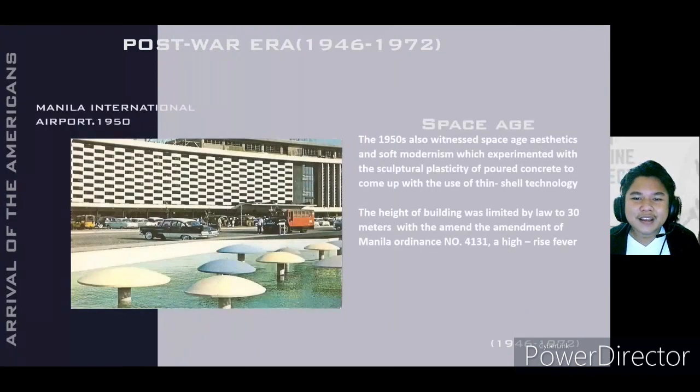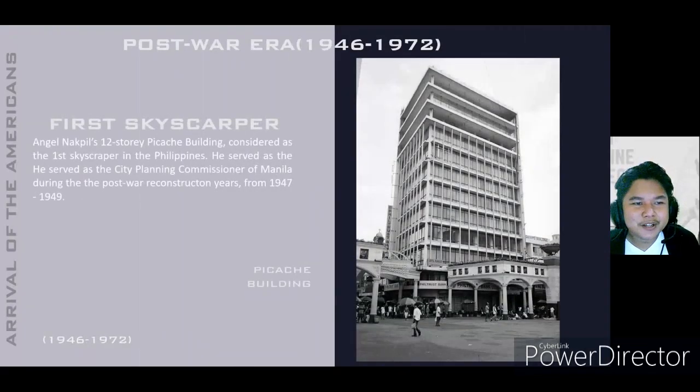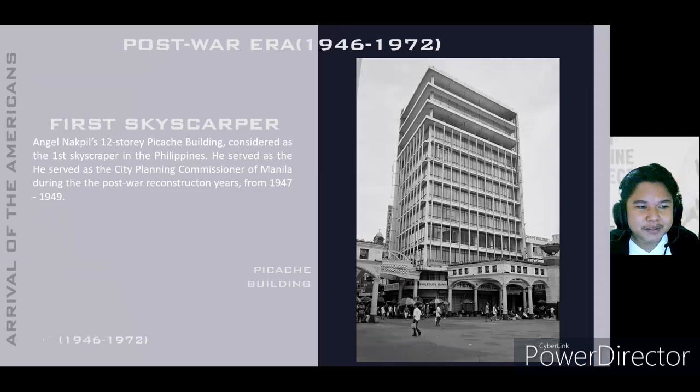So, in this era din, we witness space age na kung saan in-experiment nila ang sculptural plasticity of poured concrete through the use of shell technology. And in this era, merong amendment na kung saan the height of a building is limited only to 30 meters. So, ang first skyscraper is also built in this era, which is the Pacific building by Angel Nakpil. This is a 12-story building.